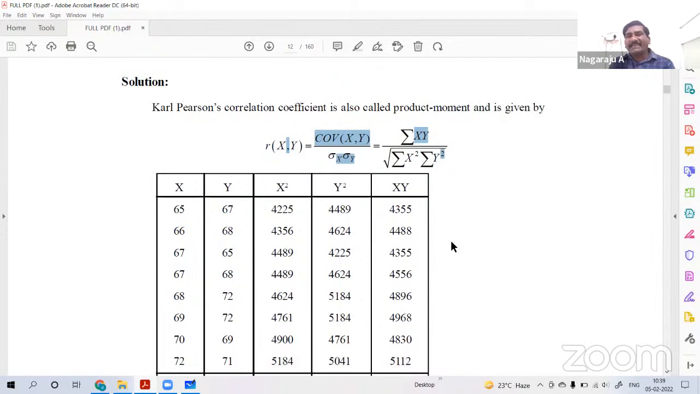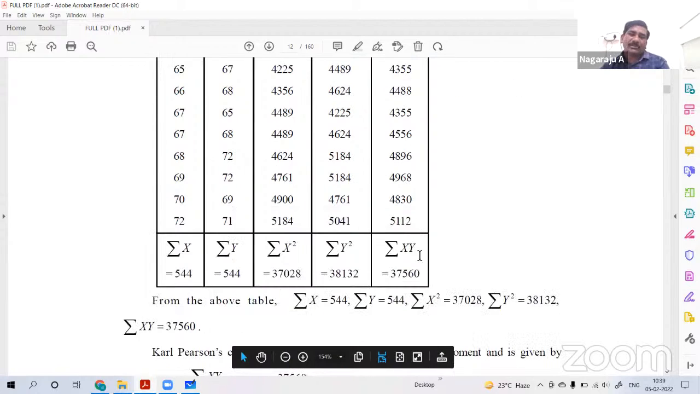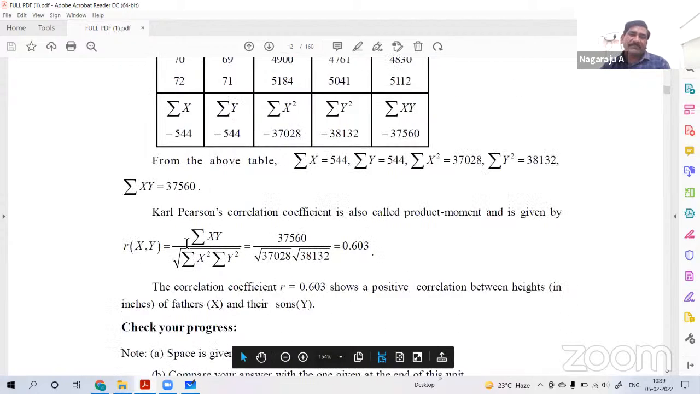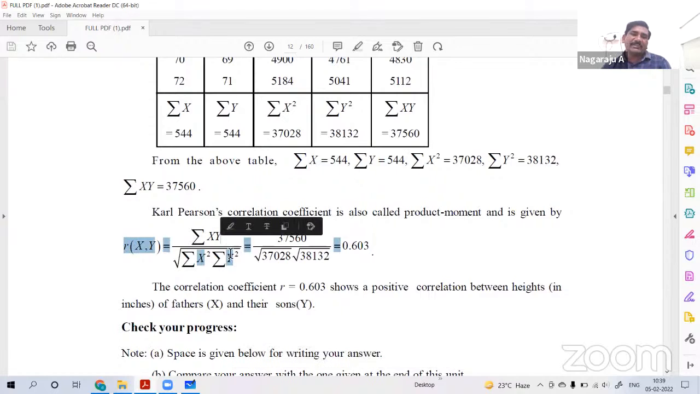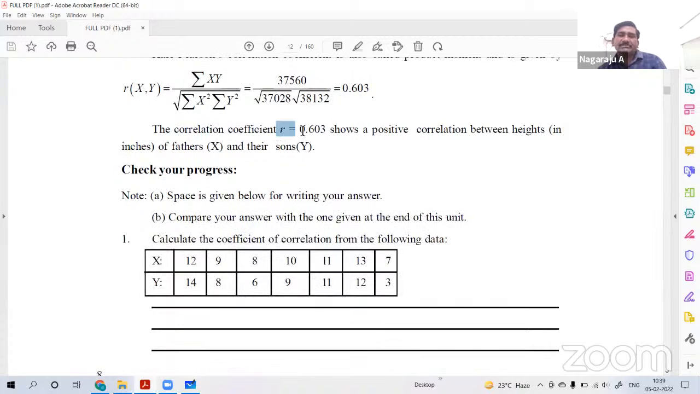That is written as summation xy by root of summation x square into summation y square. I take the x data and the y data, and calculate x square, y square, and xy also. I calculate the totals and substitute in the formula: summation xy by root of summation x square into summation y square. Here summation xy, which I already got, is 37560, by root of 37028 into root of 38132. So R equals 0.63.